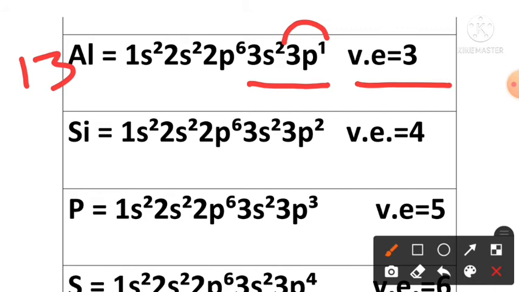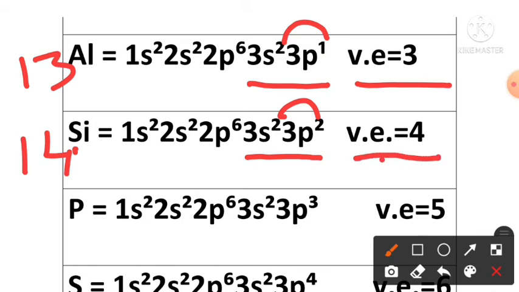Now silicon. We know that the Z of silicon is 14. So we write its electronic configuration: 1s2, 2s2, 2p6, 3s2 and 3p2. Now we know that its outermost shell is 3s2 and 3p2. So the number of electrons present in it is 2 and 2. That means 4. Valence electron is 4.